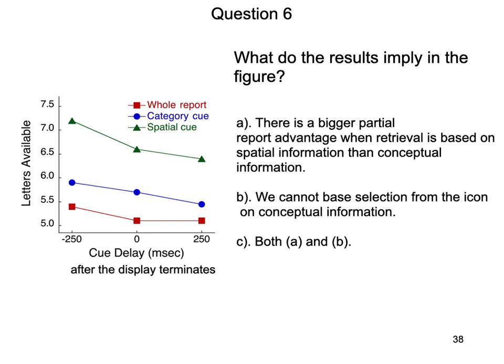And what do these results imply? Well, there's a bigger partial report advantage when retrieval is based on spatial information relative to conceptual information. That's true because we've got whole report as the red line, and we can see that the difference between the red and the green is much bigger than the red and the blue line. We cannot base selection from the icon on conceptual information. That's not true. We can. That's the partial report advantage when you get a category cue, so the correct answer, of course, is A. And that is the end of the section on iconic memory.